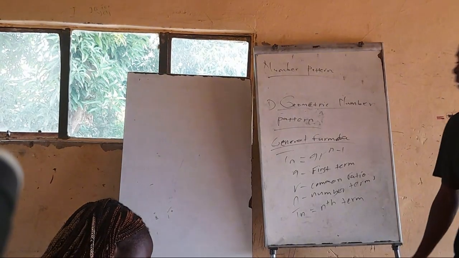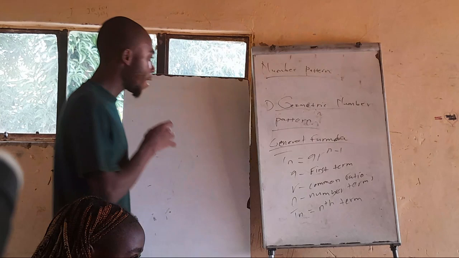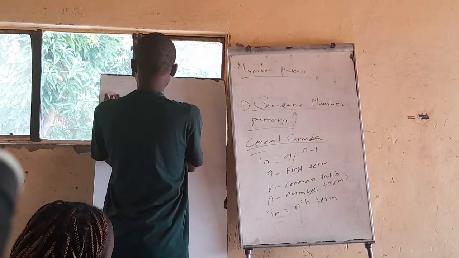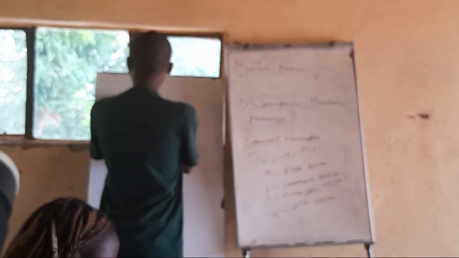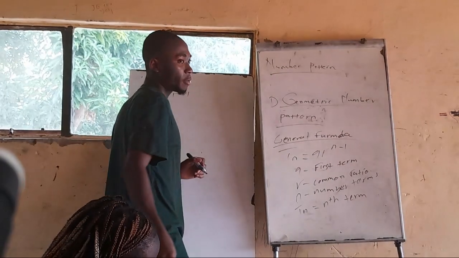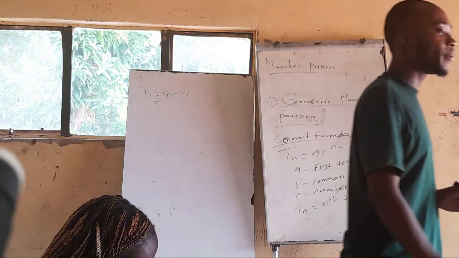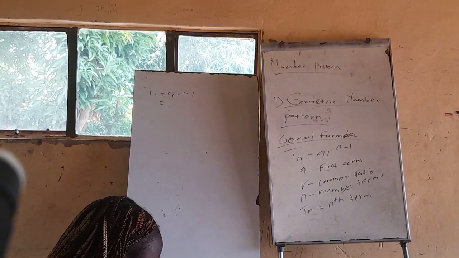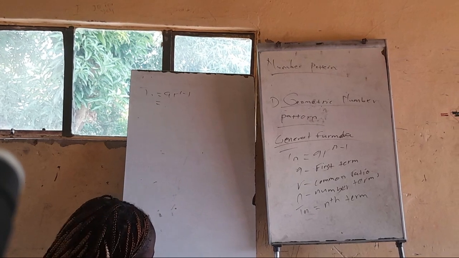Now let's make a sequence in terms of A and R. I'm going to say T1 equals A times R to the power 1 minus 1, which is 0. A number to the power 0 is what? Mathematics students, what is a number to the power 0? 1.